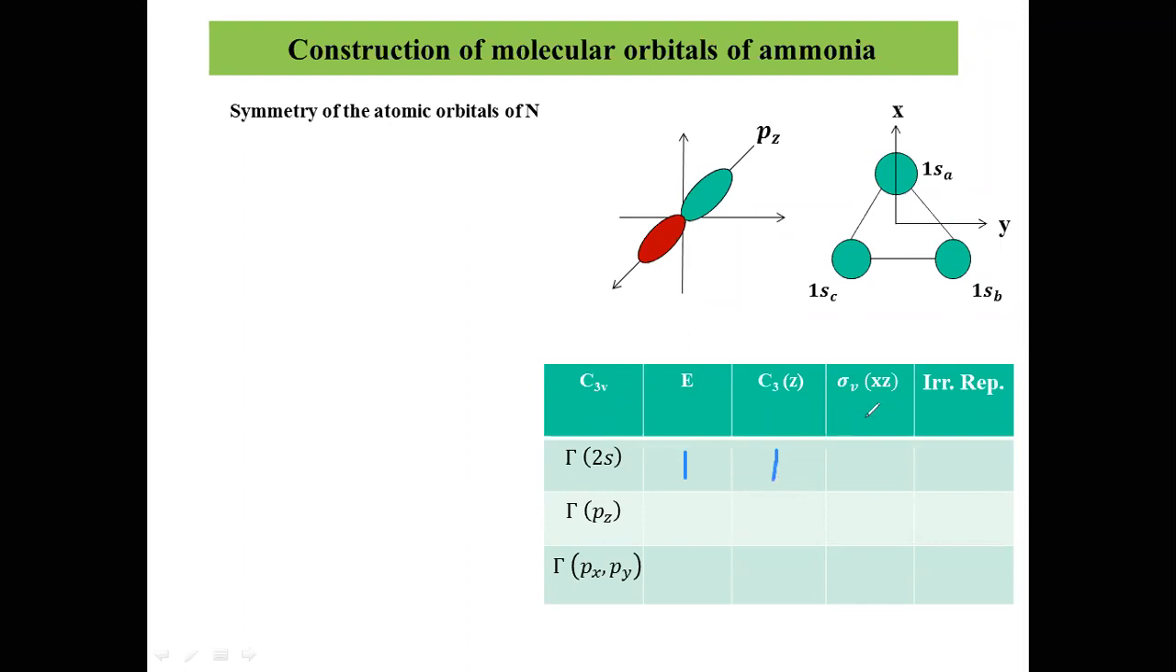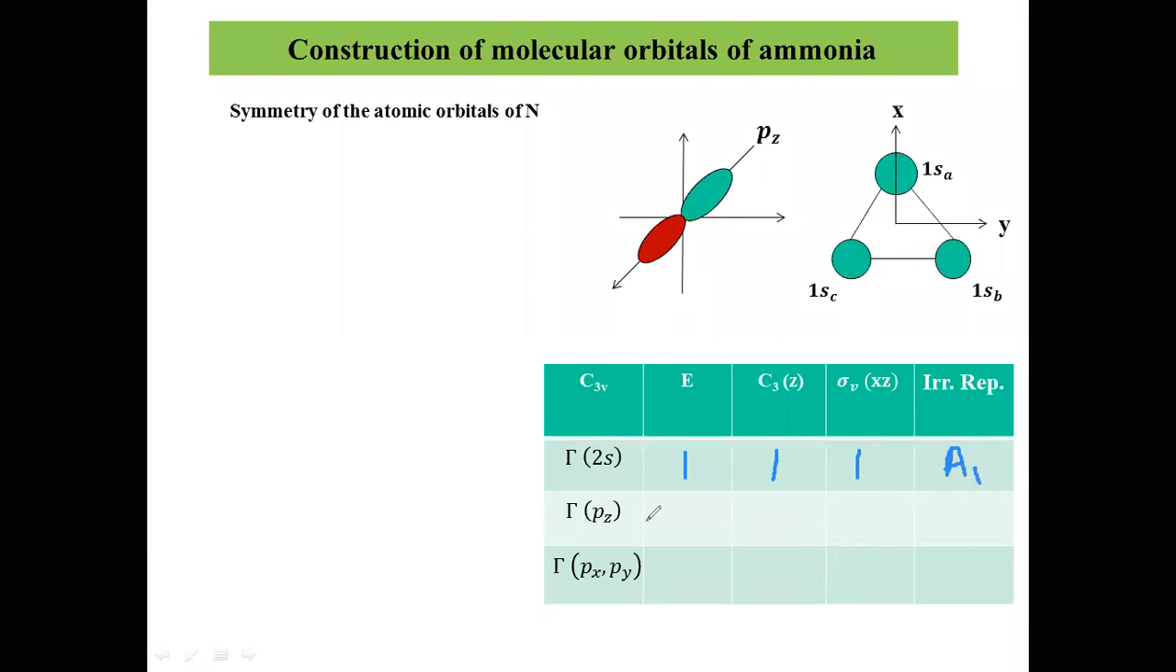So that is 1. Now sigma v xz, again if we take the xz plane, this 2s is sitting on the z axis, so take any plane, it will remain unchanged anyway, so that is going to be 1, right? So the irreducible representation, therefore, is going to be A1.